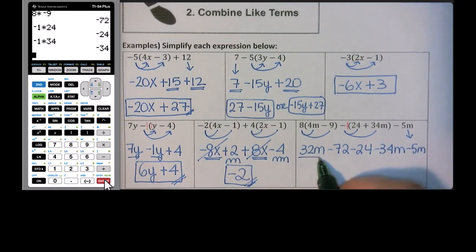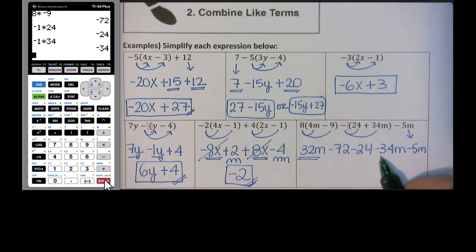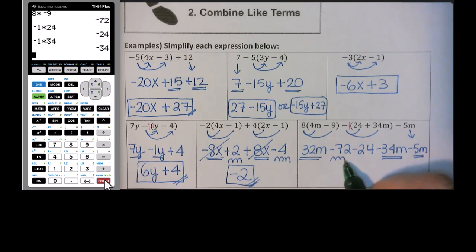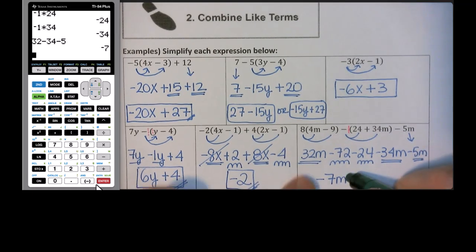Now that we have that, we're going to combine the like terms. So these are like terms because they all have the letter M. And these ones are like terms because they don't have a letter. So now we punch it in the calculator, 32 minus 34 minus 5. And we get -7. But please don't forget the letter M.